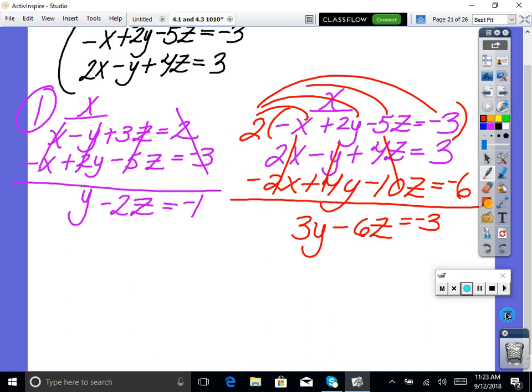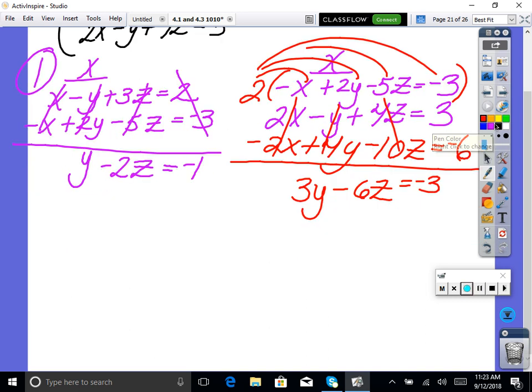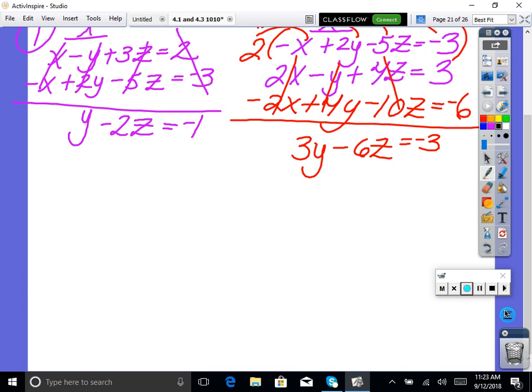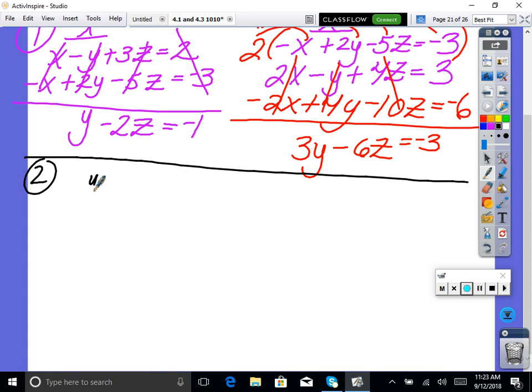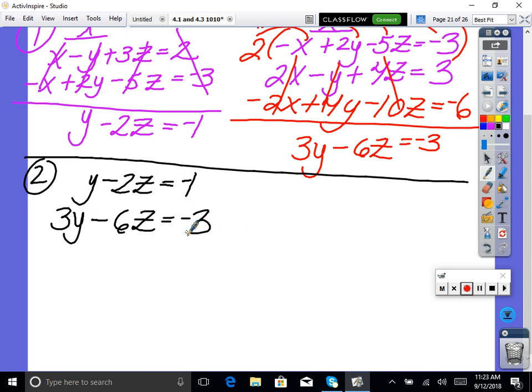And labeling your work. So I'm going to go like this, step 2, and cutting it off. So now put them together. y minus 2z equals negative 1. 3y minus 6z equals negative 3. And your brain is starting over. I'm eliminating a variable. Which one would you like to eliminate?